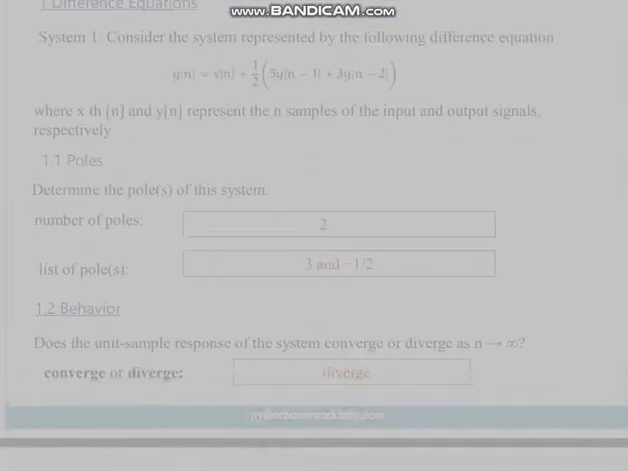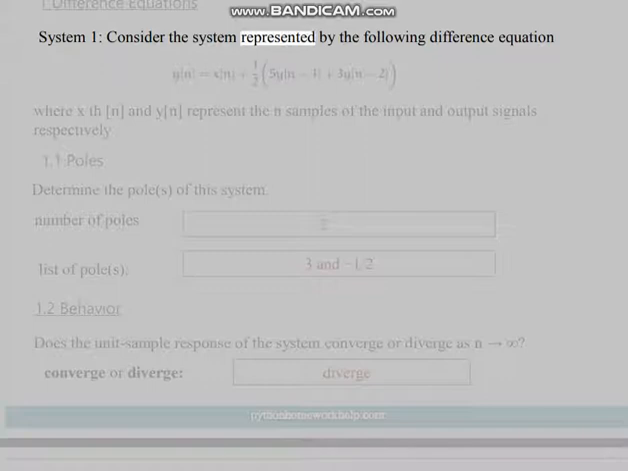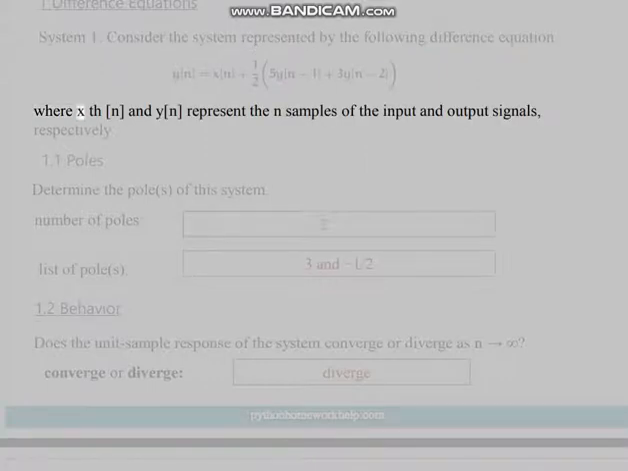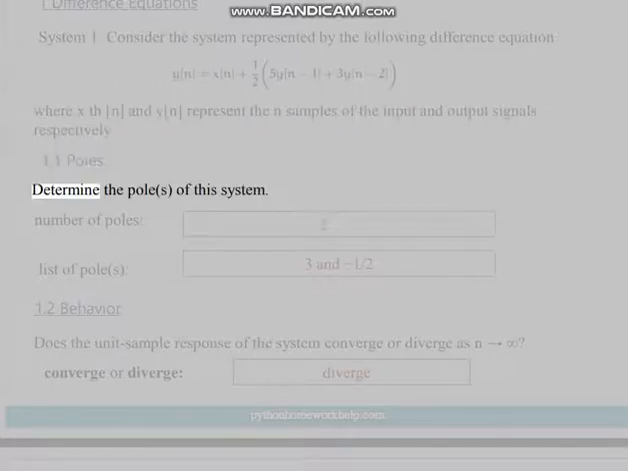One: difference equation. System 1. Consider the system represented by the following difference equation, where x[n] and y[n] represent the nth samples of the input and output signals, respectively. 1.1 Poles: determine the poles of this system. Number of poles: 2. List of poles: 3 and -1/2.